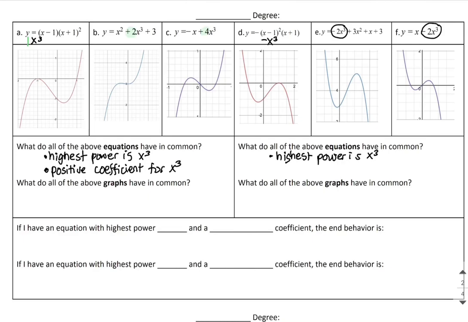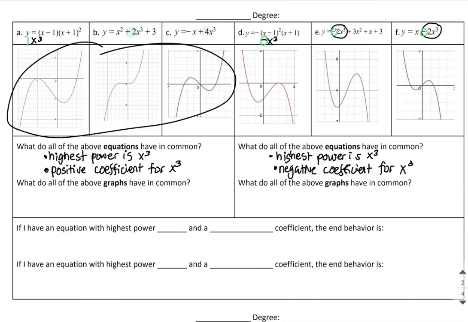These all have a negative coefficient, so a negative coefficient for their x cubed terms, their highest power. As you can see, their graphs look different. These three graphs look different than these three graphs, and the reason why is because of that positive and that negative in front of the highest power.